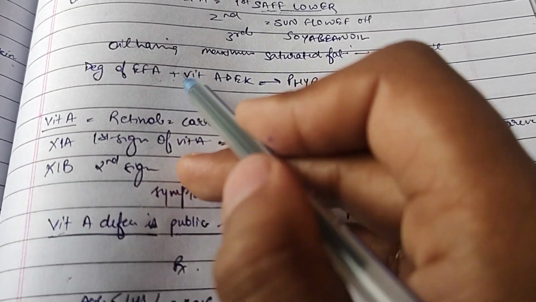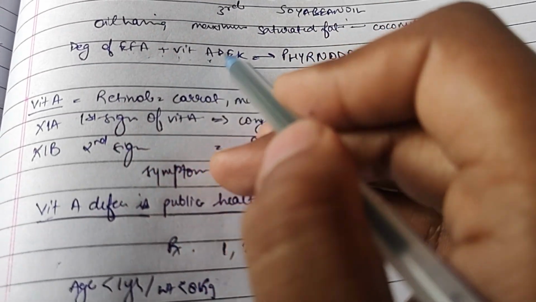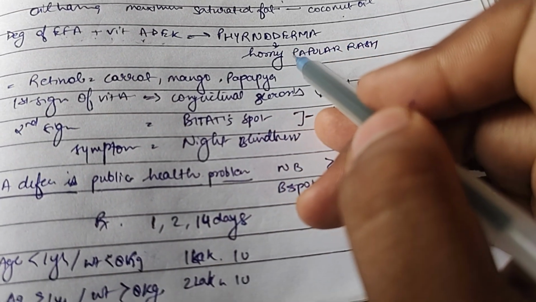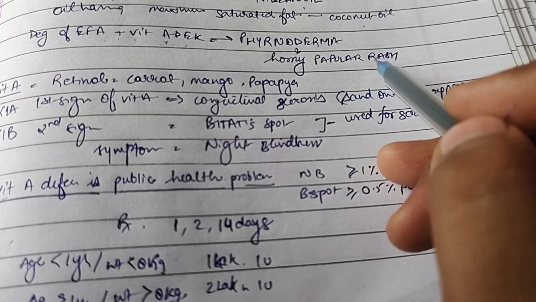Deficiency of essential fatty acids plus vitamins A, D, E, K, the fat soluble vitamins, causes phrynoderma, in which horny papular rashes can be seen on the extensor surface of arms and legs.